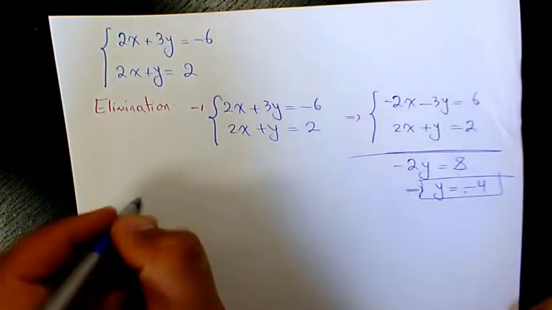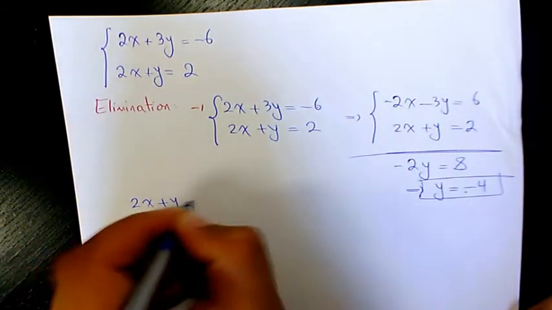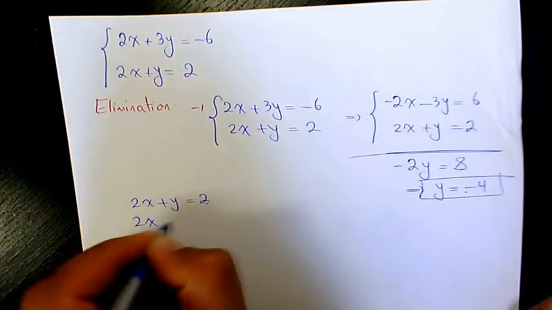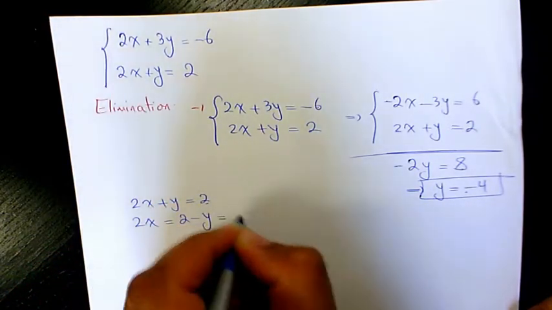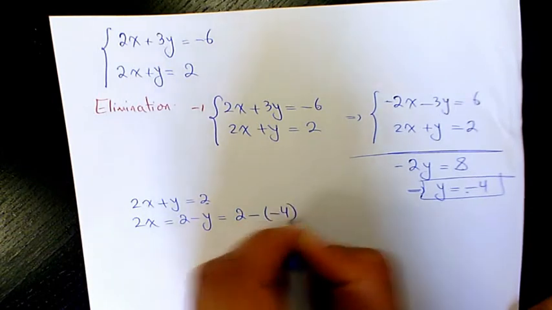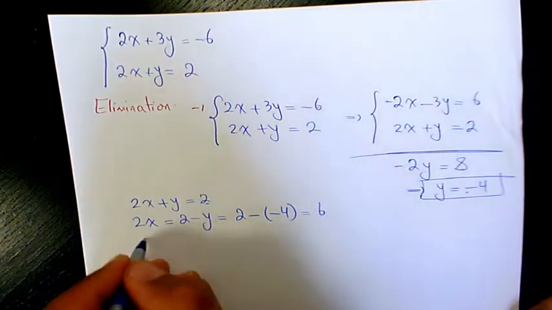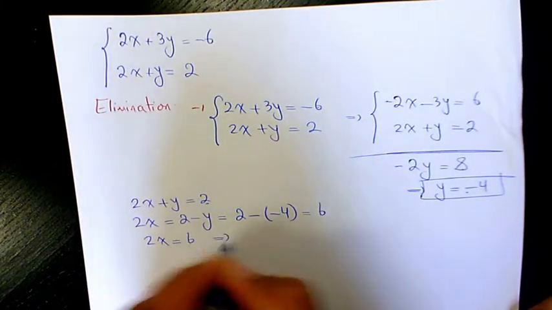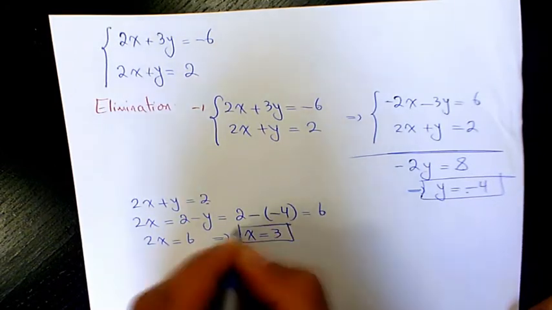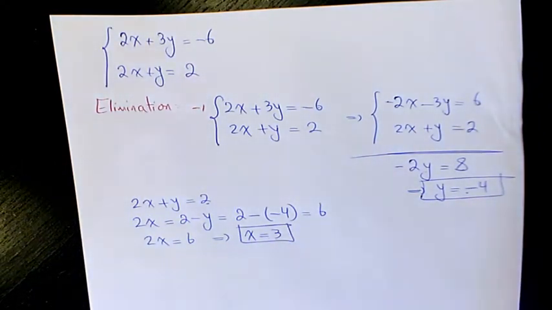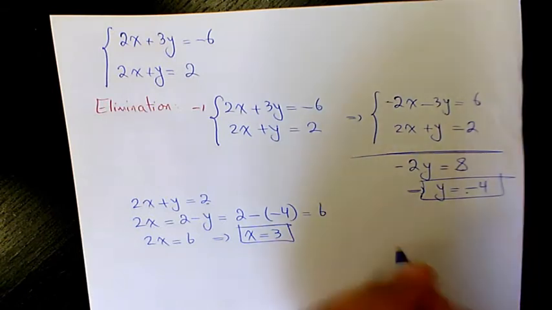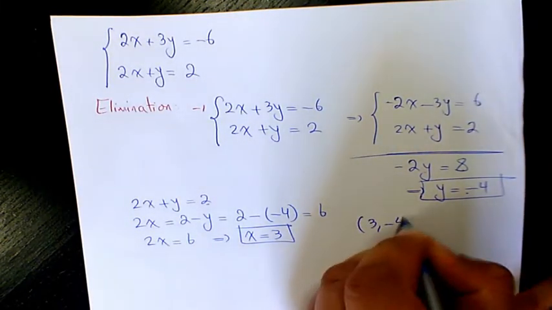Then you sub it there. 2x plus y equals 2. So 2x equals 2 minus y. 2 minus negative 4, that's going to be 6. So 2x equals 6. x will be 6 divided by 2, which is 3. So the point of intersection is 3 and negative 4.